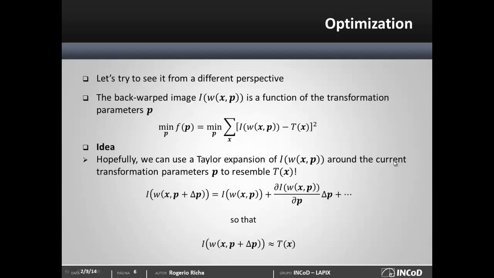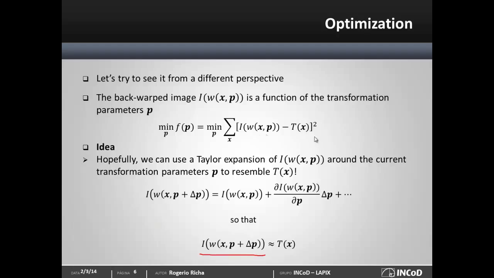Instead of using that update equation that I've presented earlier, let's rewind and remember why we're using gradient descent. Here I assume that I'm at a given time t, at a given frame t, and my parameters p, which I use to initialize my gradient descent, are close enough to the true optimum so that I can actually be using gradient descent. That means that my back-warped image at a given time resembles my reference image enough, so that I can actually use a Taylor expansion to approximate it.